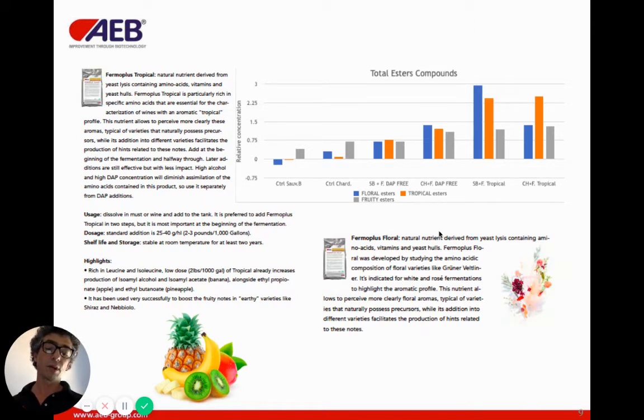For another nutrient that we formulated, we actually looked at the composition of the amino acid profile from Gruner Veltliner, a very floral varietal from Austria. In this variety, phenylalanine is a very high amino acid. And so we focused on that to form a new nutrient called Thermoplast Floral, which is recommended for all those floral varieties like Riesling, for example, and also Sauvignon Blanc, obviously.